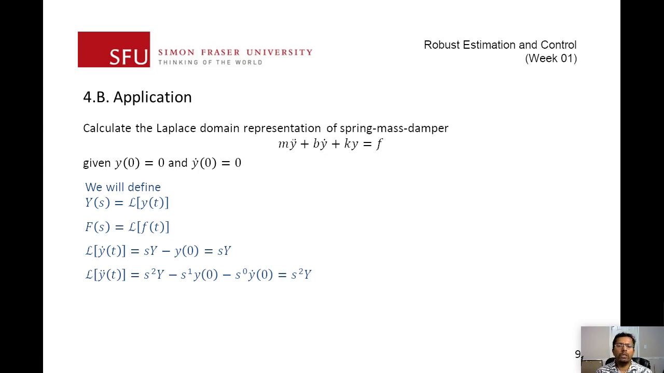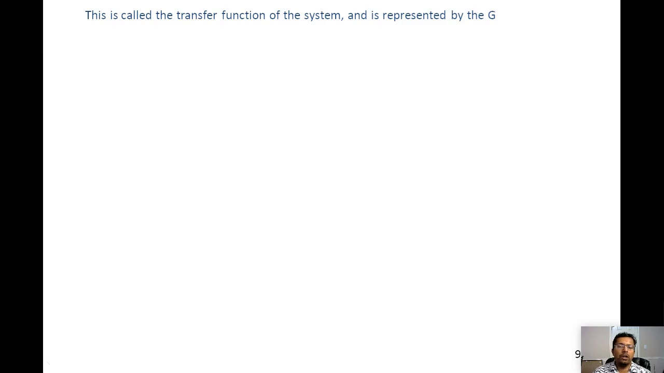The other property that we use is that the sum of the Laplaces is equal to the Laplace of the sum. If we take the Laplace of this whole equation, we can just take the Laplace of the individual terms and then add them up. So we get m times s squared Y, plus b times s times capital Y, plus k times Y. Then we can rearrange the terms, and we get capital Y divided by F is 1 divided by m s squared plus b s plus k. This is called the transfer function and is typically denoted by the letter G.